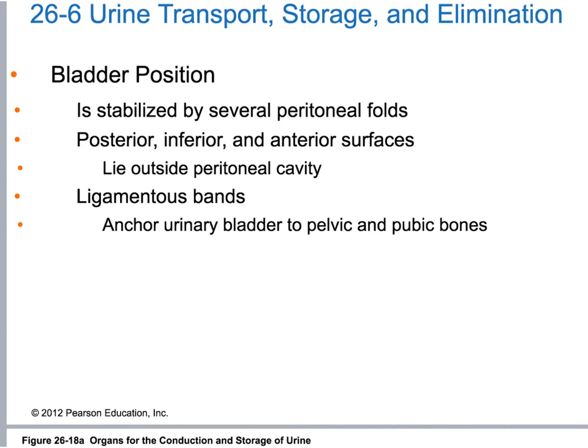Bladder position is stabilized by several peritoneal folds. There are the posterior, inferior, and anterior surfaces. They lie outside the peritoneal cavity. Ligamentous bands anchor the urinary bladder to the pelvic and pubic bones.